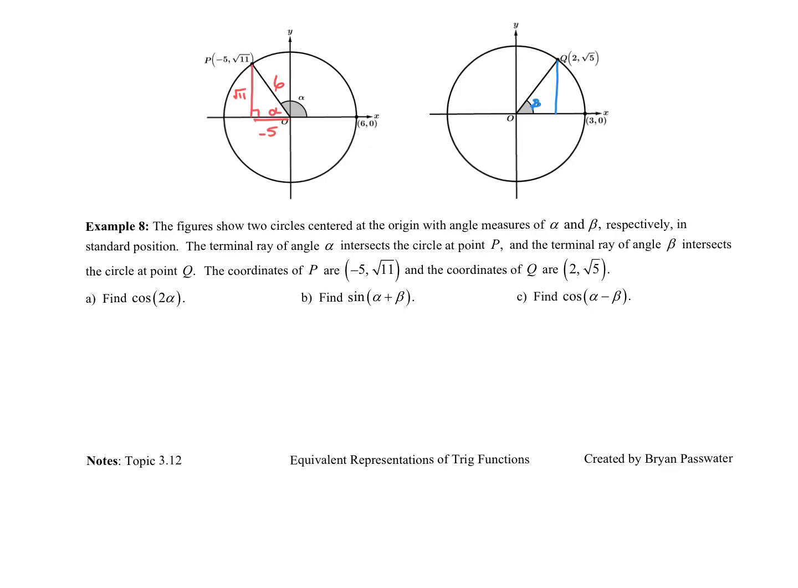All right. And so now let's look at our beta triangle. And so my x value is what? 2. And then my y value is square root of 5. And then my hypotenuse is 3. Love it. All right, and so now let's look at part A.